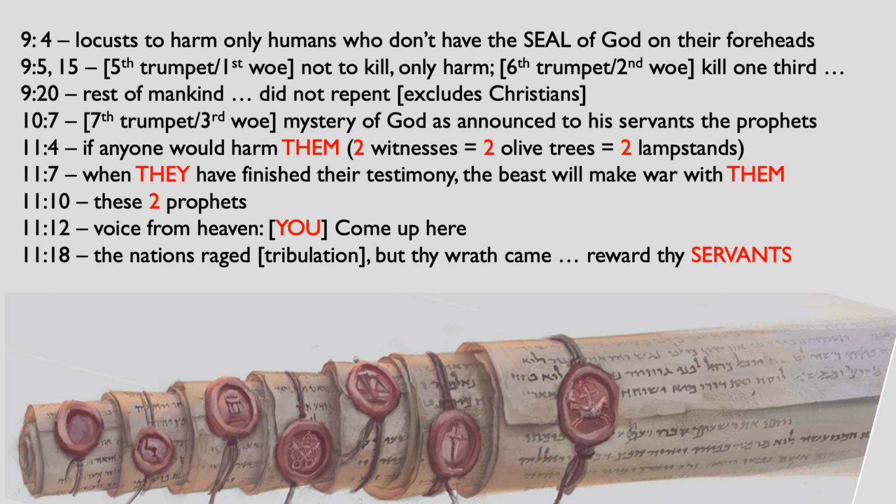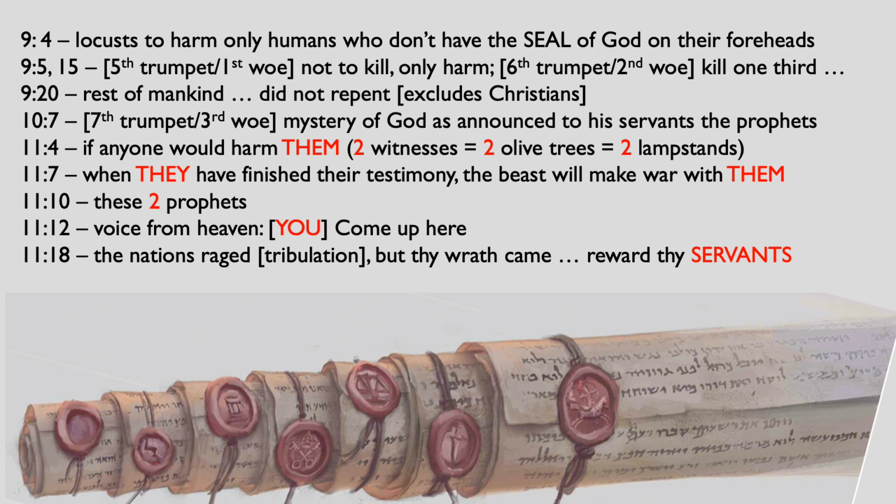And so let's look at that text in its context. These are the two olive trees and the two lampstands which stand before the Lord of the earth. And if anyone would harm them, fire pours from their mouth and consumes their foes. If anyone would harm them, thus he is doomed to be killed. So the them refers to Christians, and the warning is, don't you dare try to harm my Christians, my people. They are not to be harmed at all.